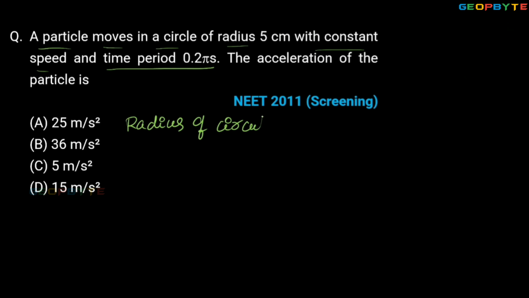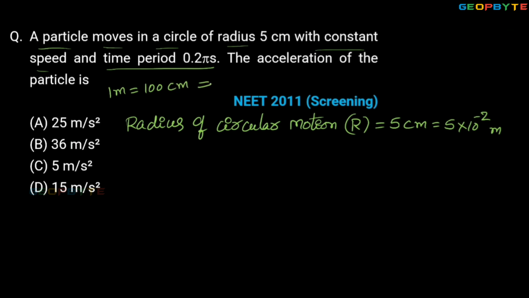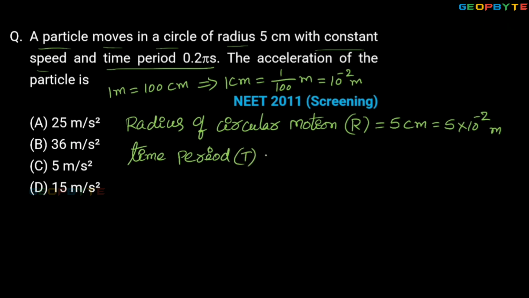Given that the radius of circular motion, let it be capital R, 5 centimeters, equal to 5 into 10 power minus 2 meters, because 1 meter equal to 100 centimeters. From this, I can write that 1 centimeter equal to 1 by 100 meters equal to 10 power minus 2 meters. Okay. Similarly, look at the time period given. Time period, generally denoted with capital T, is 0.2 pi. The units are seconds.